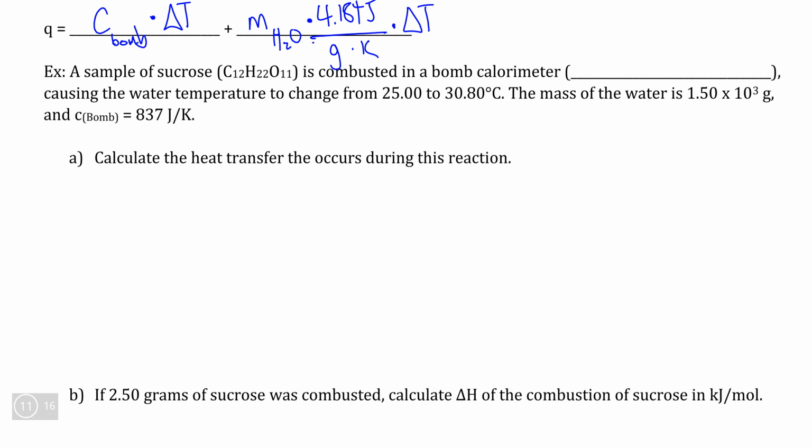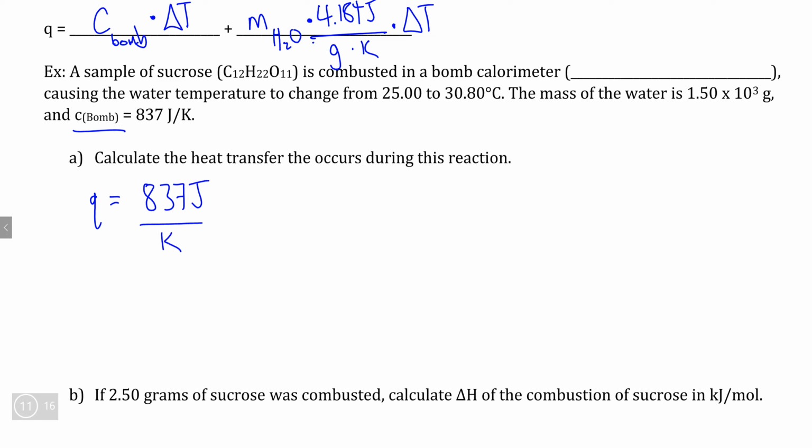This first example here is a fairly standard calorimetry question, and all of the information is given here. If we want to start with the bomb half, we see that the specific heat capacity of the bomb is 837 joules per Kelvin.